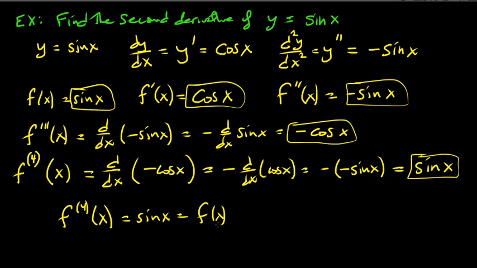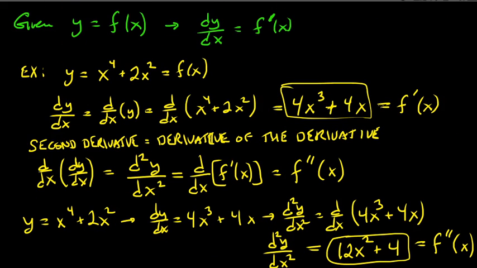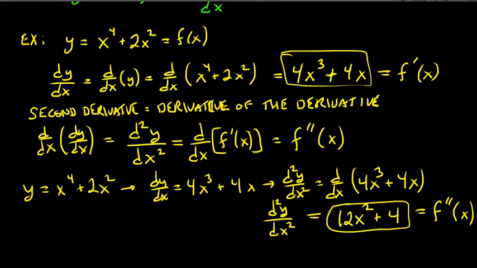So they just kind of cycle through, right? The fifth derivative would be the same as the first derivative. The sixth derivative would be the same as the second derivative, and so on. Right? And again, that only works with sine. It doesn't work with, say, 4x cubed plus 4x, right?